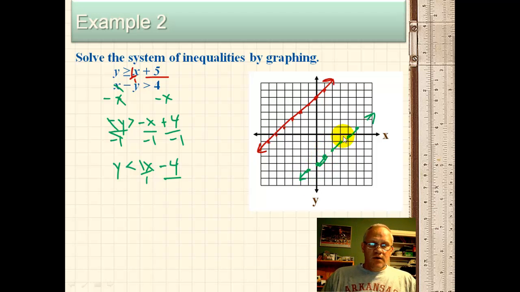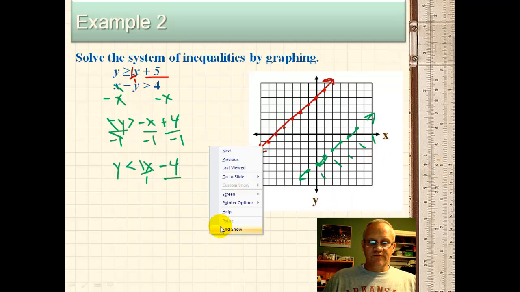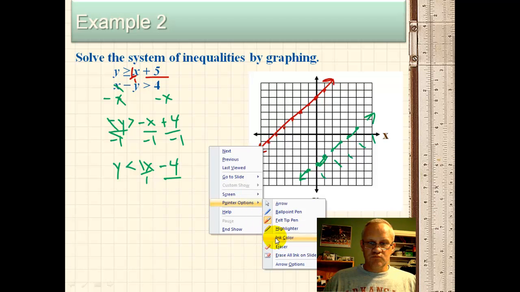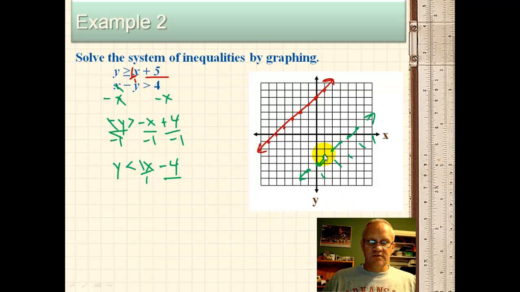And, oh, I forgot to do the shading on these, but if you look, this one is y is less than. It's going to shade down here. And the first one, which I should have finished before I changed colors, it was greater than, so it would shade up here. And so you go, hey, wait a minute. It doesn't overlap anywhere. The shading parts don't overlap.